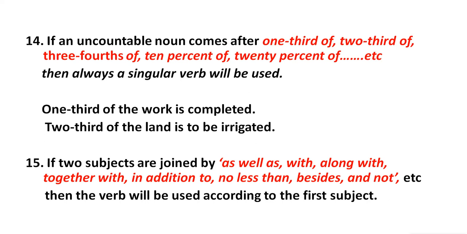Sometimes what happens, there will be two subjects and these two subjects will be joined by these: as well as, with, along with, together with, in addition to. ठीक है, इनसे अगर join हो रहा है तब हमें क्या करना है? We have to see the first subject और first subject के अनुसार हमें change करना है. ठीक है, let's understand this with the help of an example.